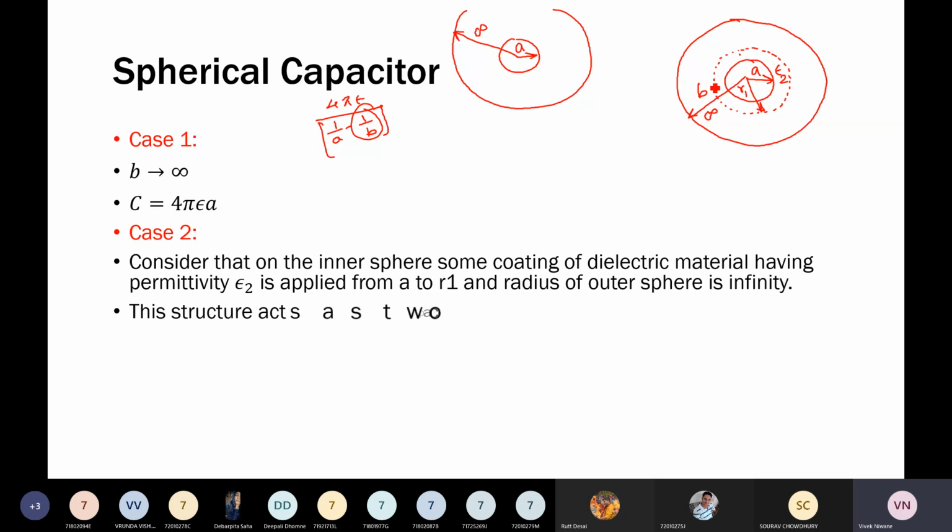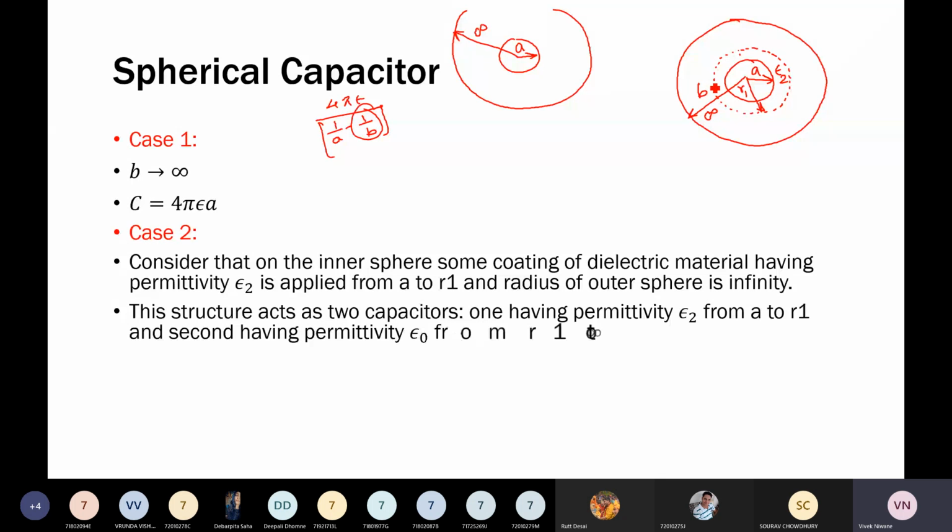Okay. This structure acts as two capacitors, one having permittivity epsilon 2 from A to R1 and second having permittivity epsilon 0, ये जो नेक्स्ट पार्ट है यहाँ का, permittivity epsilon 0 from R1 to infinity. सो टू कैपेसिटर्स आ गए.